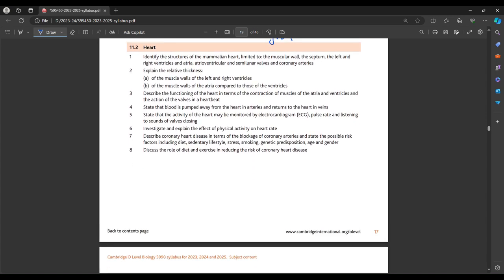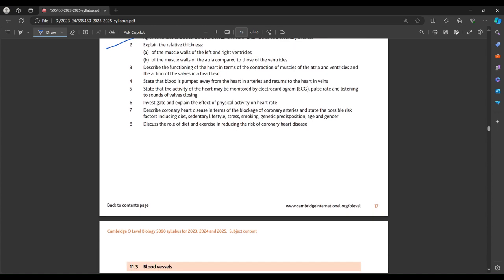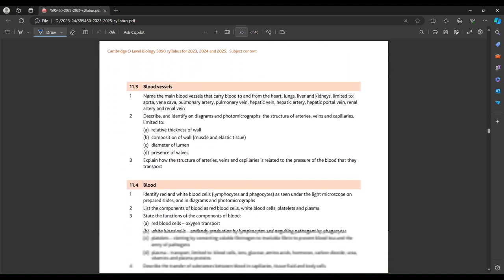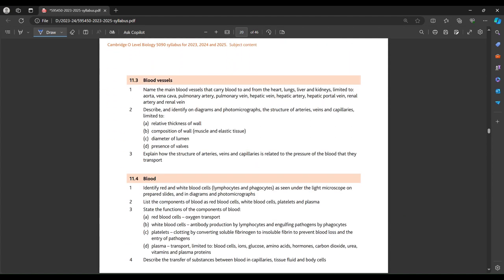Now, structure of the mammalian heart. Now, ECG, pulse rate, and listening to the sound of valves closing. This is again important. We have discussed it in the class. Now, blood vessels to and from the heart, lungs, liver and kidney.